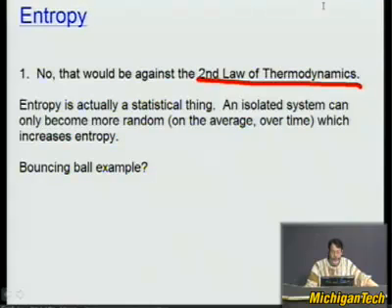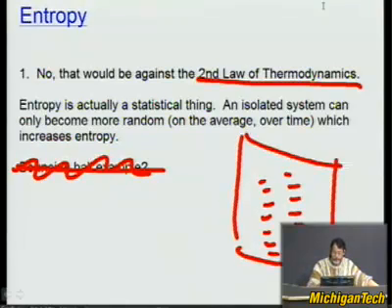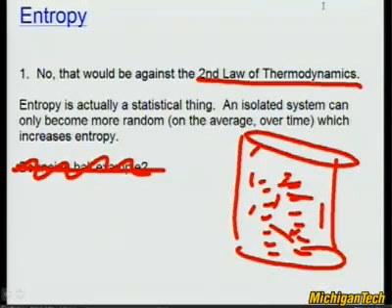So entropy is a statistical thing, and an isolated system can only become more random on the average over time, which increases entropy. If you have a lot of states of something, for instance, a lot of pennies in a jar, I noticed it when I was a kid, you could sit there and stack up all the pennies in the jar, and they can be all on the bottom of the jar. But if you were to shake that jar, you would find the pennies would go in every which direction, and their entropy would be increased.